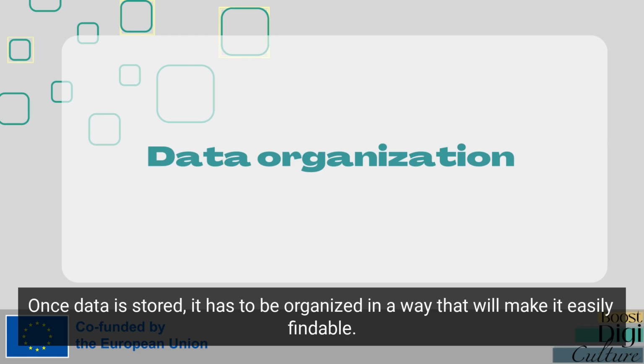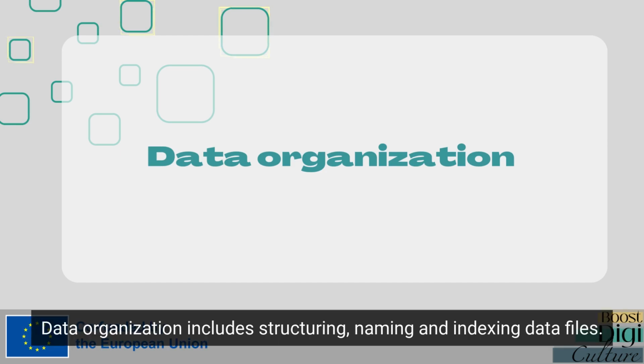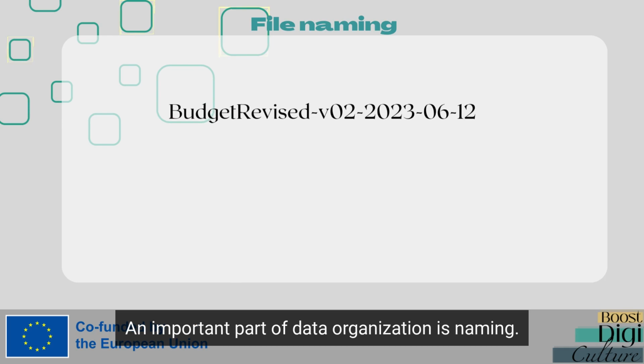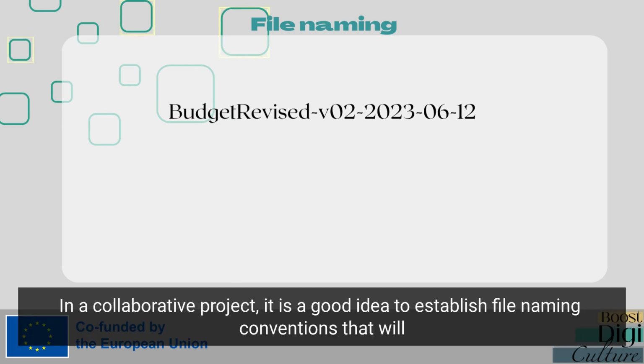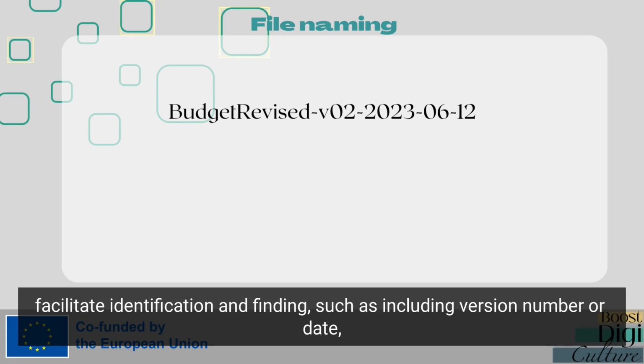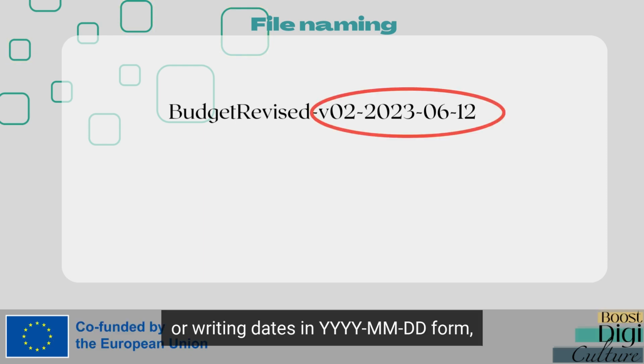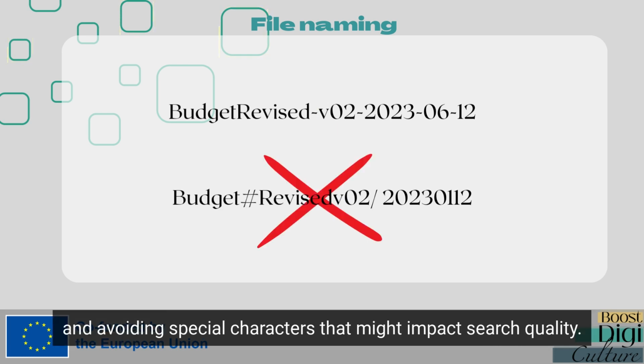Once data is stored, it has to be organized in a way that will make it easily findable. Data organization includes structuring, naming, and indexing data files. An important part of data organization is naming. In a collaborative project, it is a good idea to establish naming conventions that will facilitate identification and finding, such as including version number or date, or writing dates in year, month, day form, and avoiding special characters that might impact search quality.